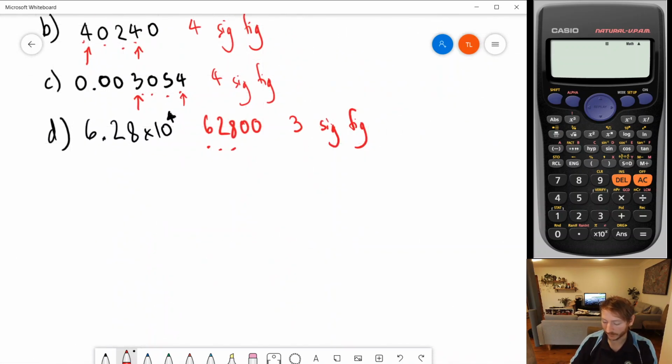Now, when we round off to significant figures, it's the same as decimals. We're looking, what's the next number? Is it 5 or more? Round up. Is it 4 or less? Round down. So, what do we say?